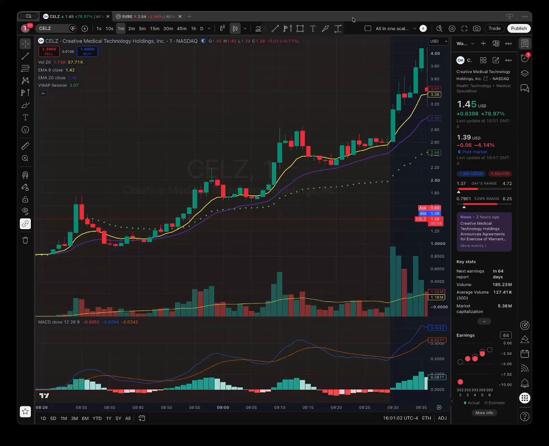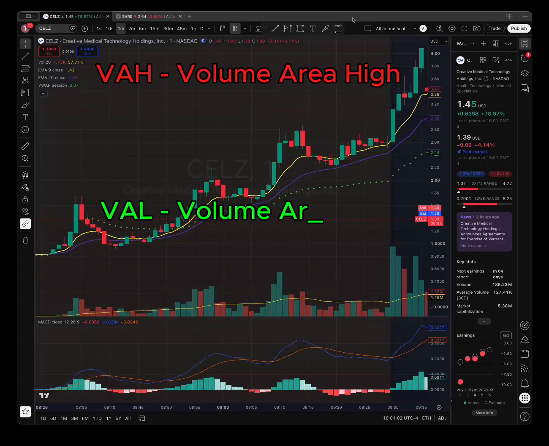Today we are going to learn an extremely important and basic knowledge about volume profile. Until now, we talked only about the VAH, meaning volume area high. Now it's time for a great example of looking at the VAL, which stands for volume area low. Let's take a look at two examples from today which show a pure and clean sign for taking long positions.